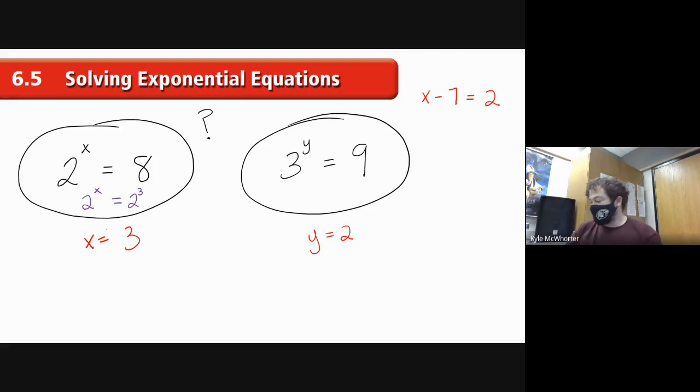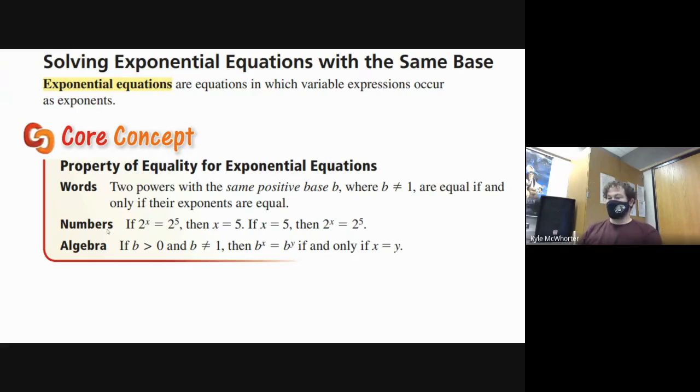Okay, so here is their version of that, with all the algebraic rules included. Exponential equations are equations in which variable expressions occur as exponents. So in regular English, variables in the exponent. That's how you are going to identify whether something is an exponential equation or not: are the variables in the exponent?